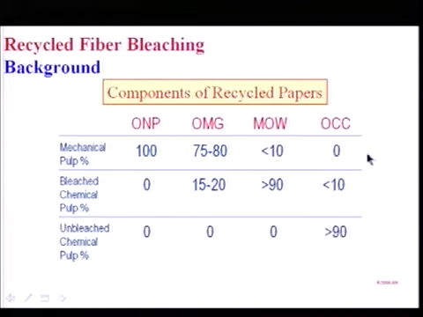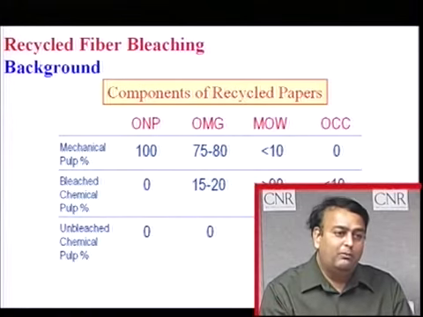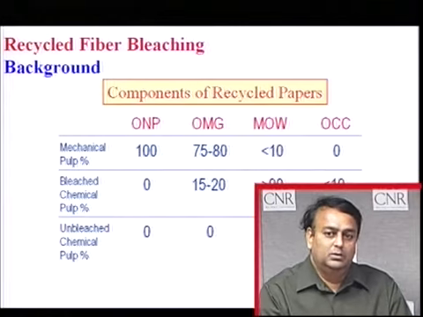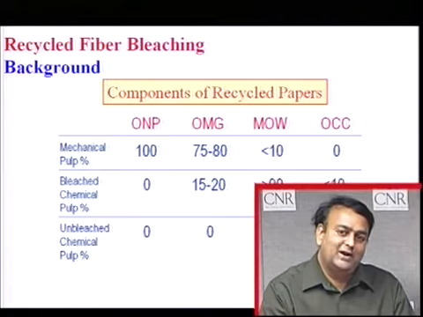Once you divide your raw material in this form, then you know what type of chemical you need. For example, in the case of ONP and OMG, magazine and newsprint, because it contains a high amount of mechanical pulp, what you need here is a lignin-preservative bleaching or brightening chemical, like peroxide and sodium hydrosulfide or sodium borohydride based chemicals.